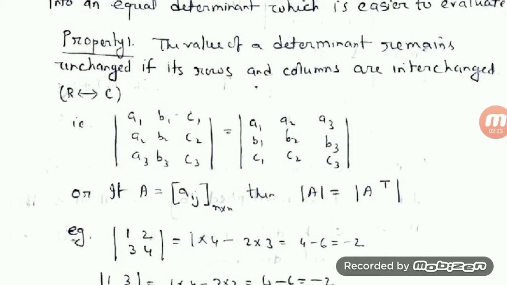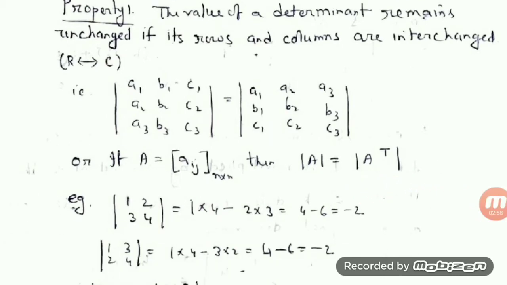And it is written like this. Suppose you are taking a 3 by 3 determinant like this. The first row is A1, B1, C1, then A2, B2, C2, and A3, B3, C3. Then you write the first row as the first column, the second row as the second column, and the third row as the third column. In both cases, the values are the same. So we can say that if A equals Aij, an n by n matrix of order n, then the determinant of A and the determinant of A transpose are the same.